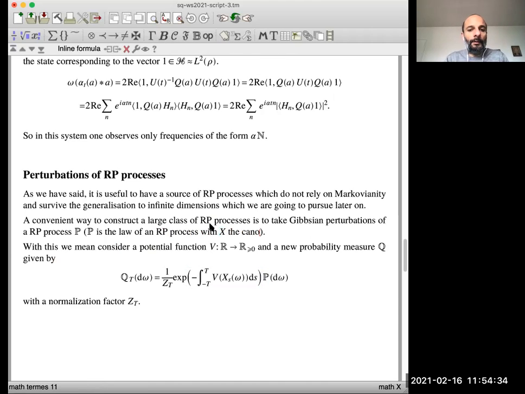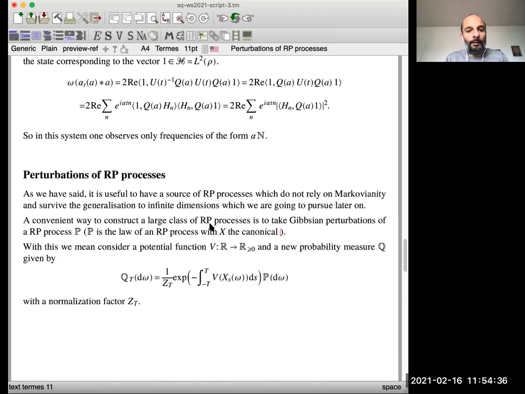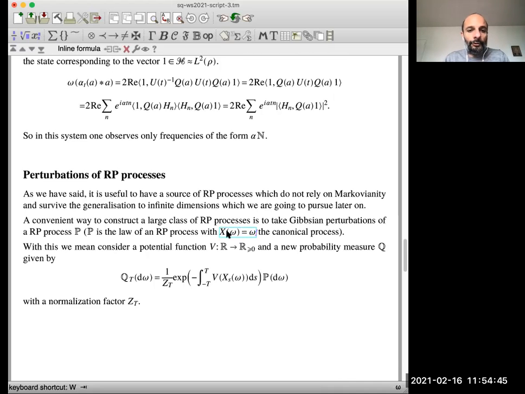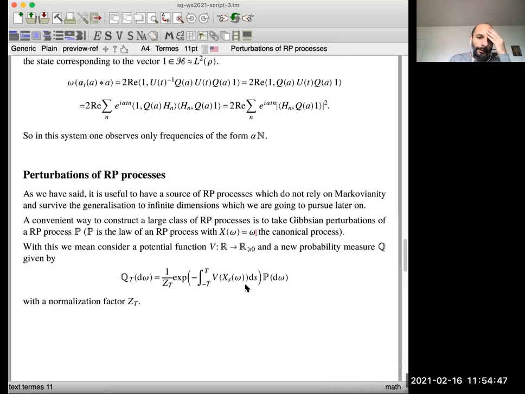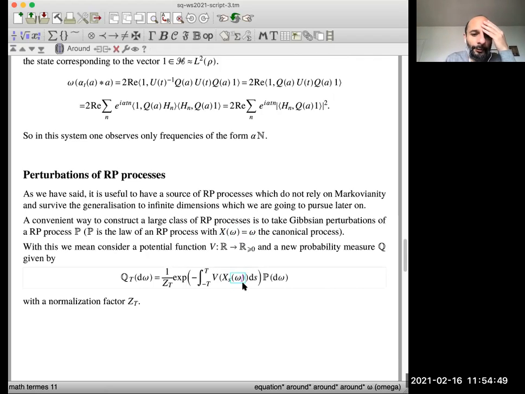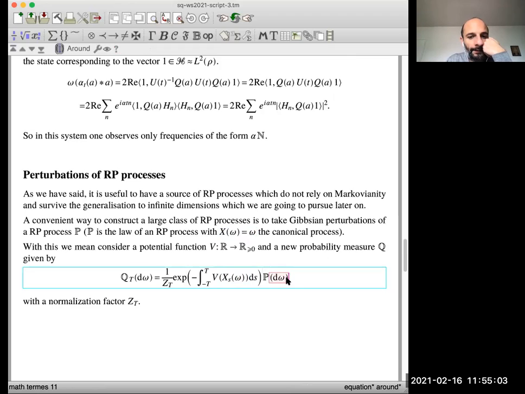Okay, the canonical process. Let's think just in this way. I know that for people who are not used to probability, it is a very strange way of thinking, but somehow I got used to it, and it's difficult to go back now. So omega is a path, so this is a measure on path space.